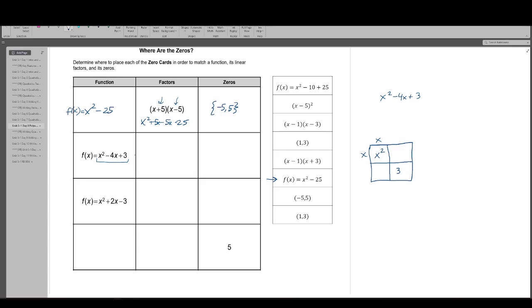The only way to create 3 is either 1 and 3 or -1 and -3. We need to end up with -4x in the middle. So let's see, if I put 1 and 3, then we'd end up with x and 3x, but they would be positive. So we actually need to put a -1 and a -3.